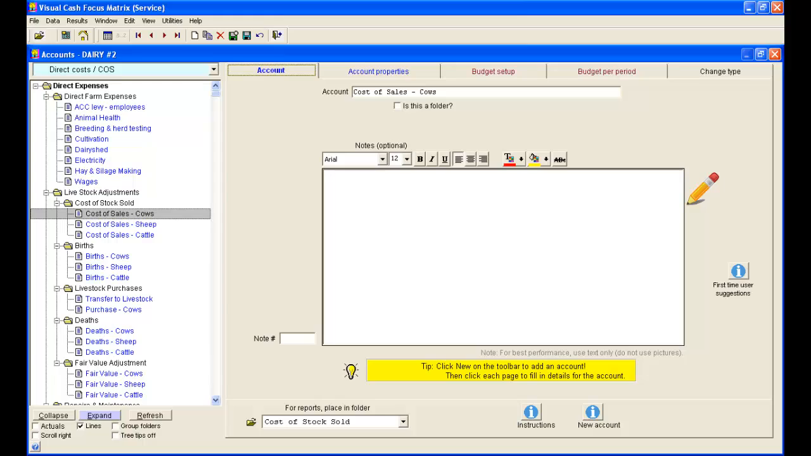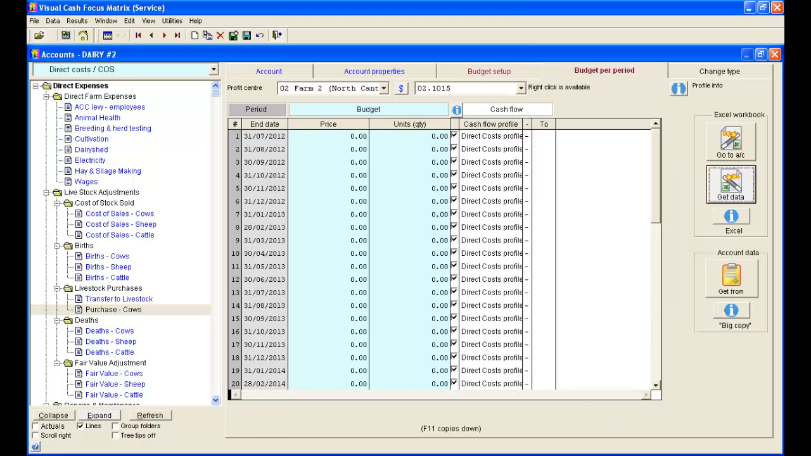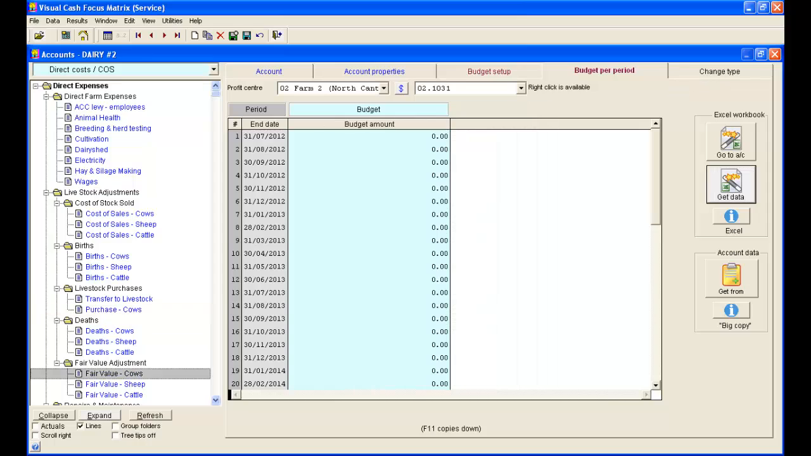Cost of stock sold is variable on sales units and is based on the estimated value of cows sold, as well as generating a marginal loss on sale. Cost of sales of livestock reduces livestock inventories. Fair value adjustments allow for non-cash increases or decreases in herd values.